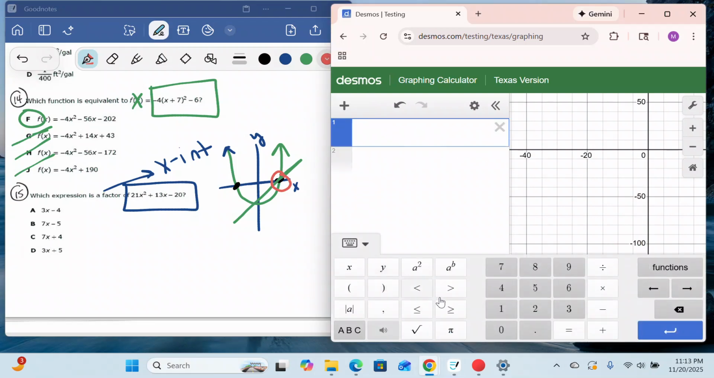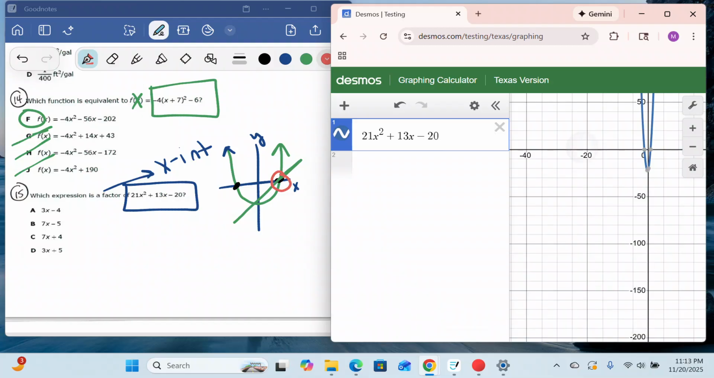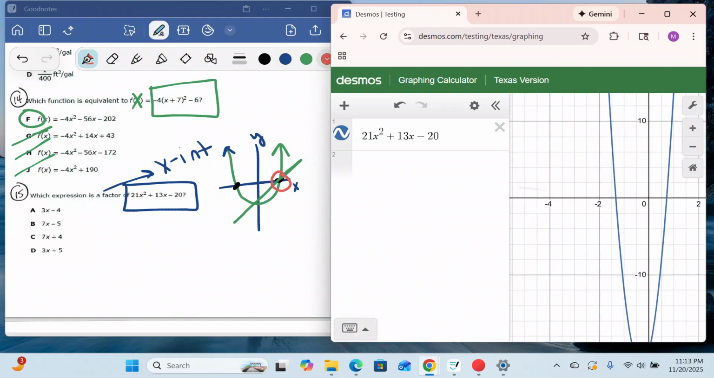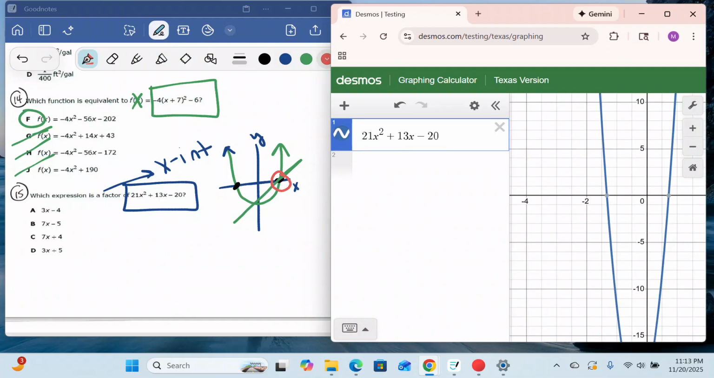And we're going to input 21x squared plus 13x minus 20. And there it is. So I see it and it looks tiny. So you want to always enlarge it so you can look at your x-intercepts very clearly. And I want to make sure I did the correct one, 21x squared plus 13x minus 20. There's my x-intercept and there's my x-intercept.